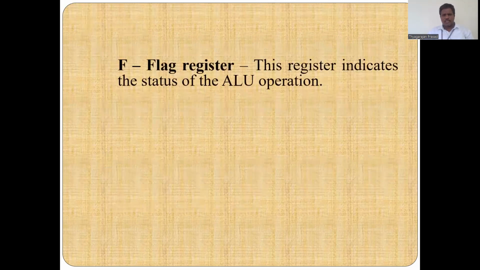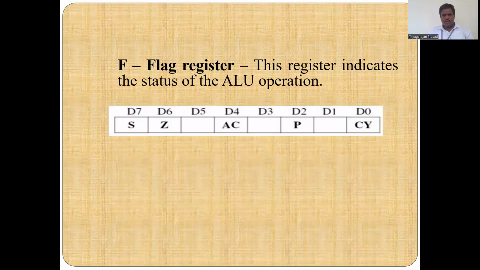Flag register. The flag register indicates the status of the ALU operation. It is also called the support of the arithmetic logical unit, working with the help of the flag register. Here the flag register consists of 8 bits, but we are using only 5 bits. D0 is the carry flag, D2 is the parity flag, D4 is the auxiliary carry flag, D6 is the zero flag, D7 is the sign flag.